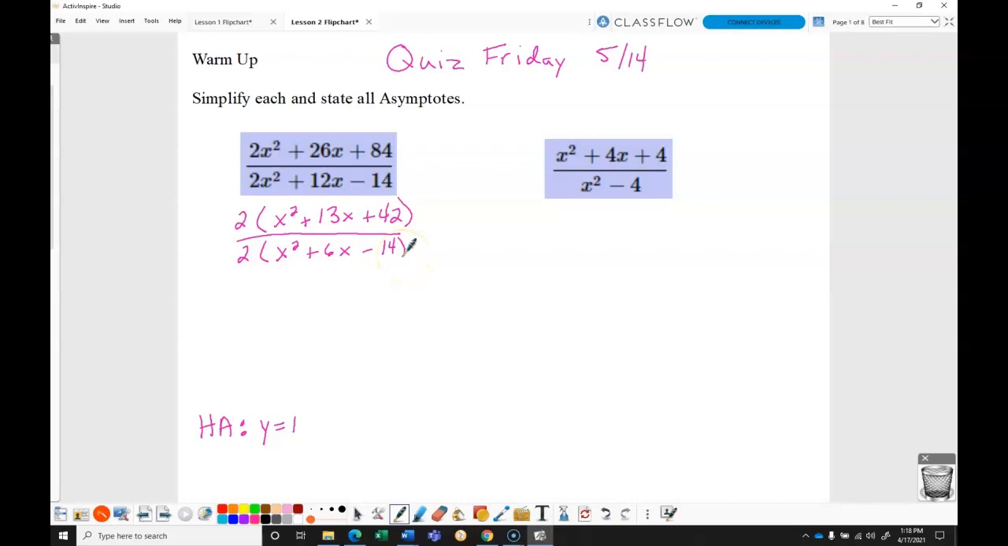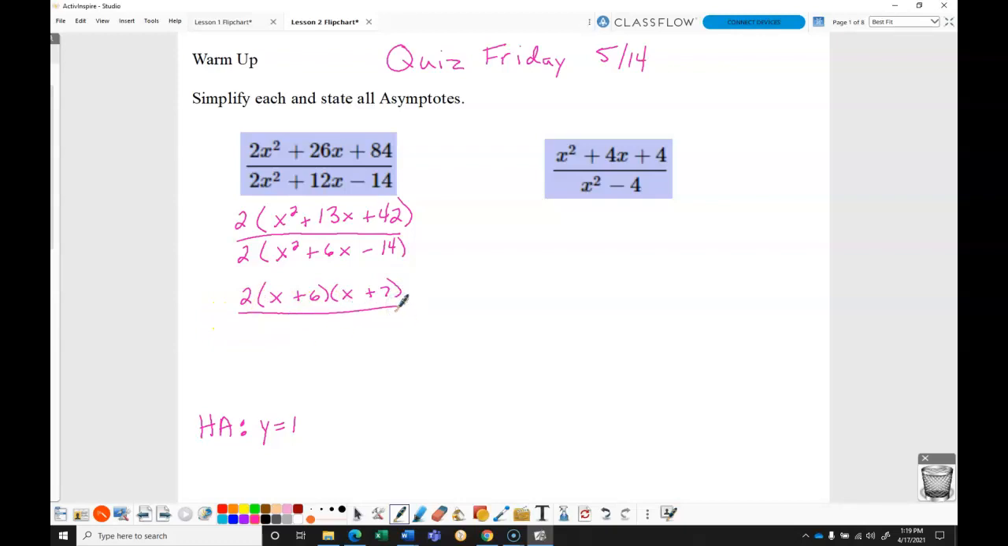Okay, now what I get to do is go ahead and break this numerator down into smaller factors. So I need two things that can multiply to 42 and they can add up to 13. And that's going to get me a 6 and a 7 basically. So x plus 6 and x plus 7.